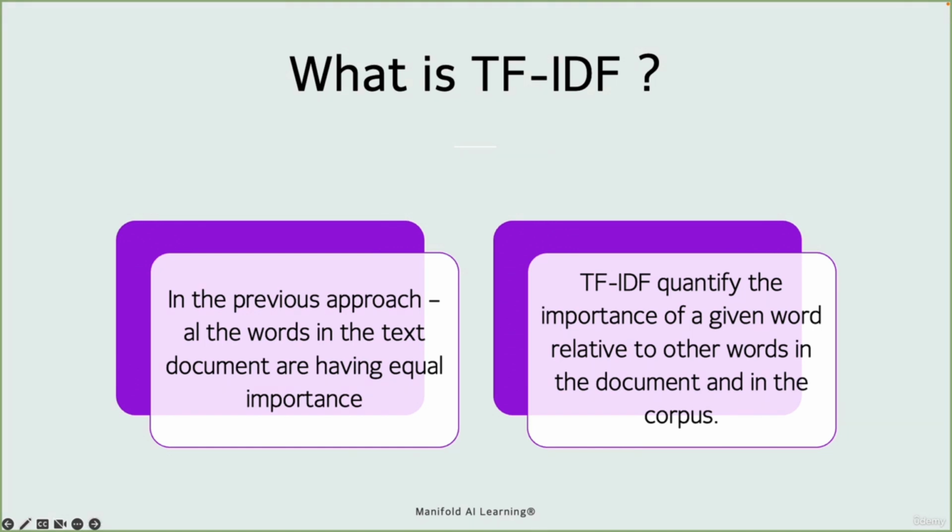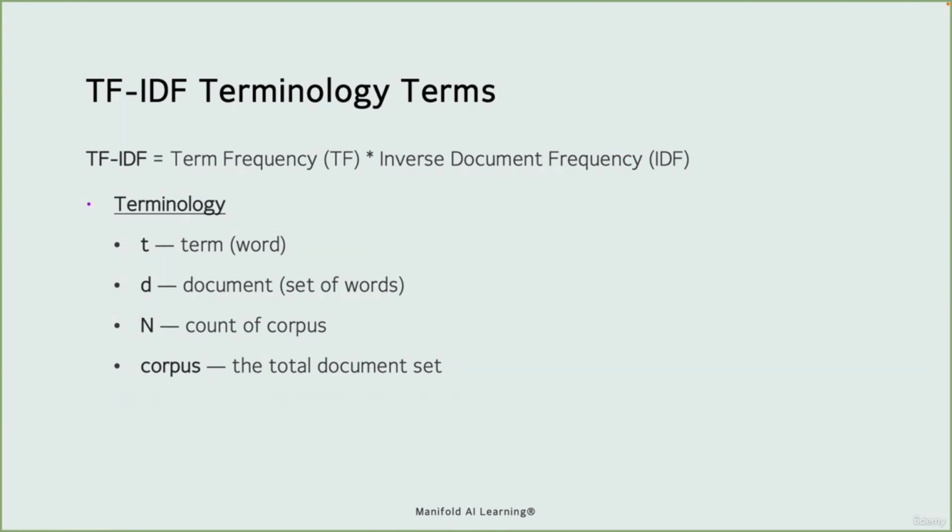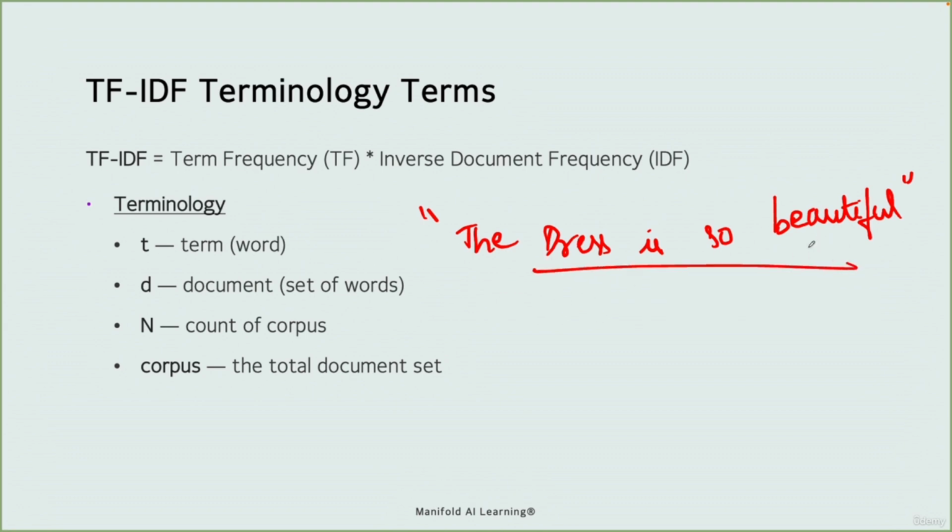This method is one of the most widely used techniques in information retrieval as well as text mining. To help you understand this, let's say I've got a sentence: the building is so tall. It's very easy for us as human beings to understand which of these words are important. To give you another example, take the sentence: the dress is so beautiful. When I read this sentence as a human being, it's very easy for me to understand what the important words are. Dress and beautiful are the two words which are very important.